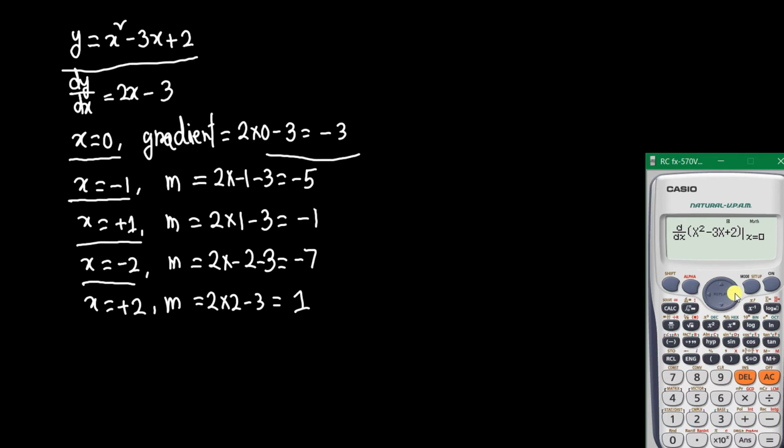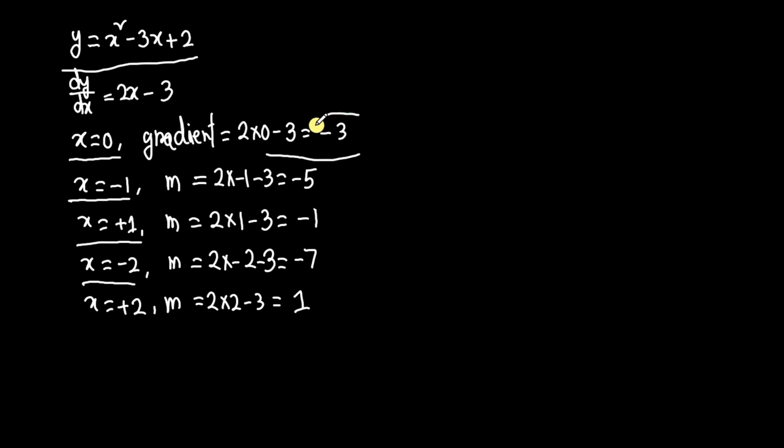Now we are going to put the value of x. Press the arrow button on the right side, and the cursor will go beside the x, and we put the first value, which is x equals 0. Then press equals, and we automatically get the answer, which is minus 3. Yes, our answer is also minus 3. We got the same answer.